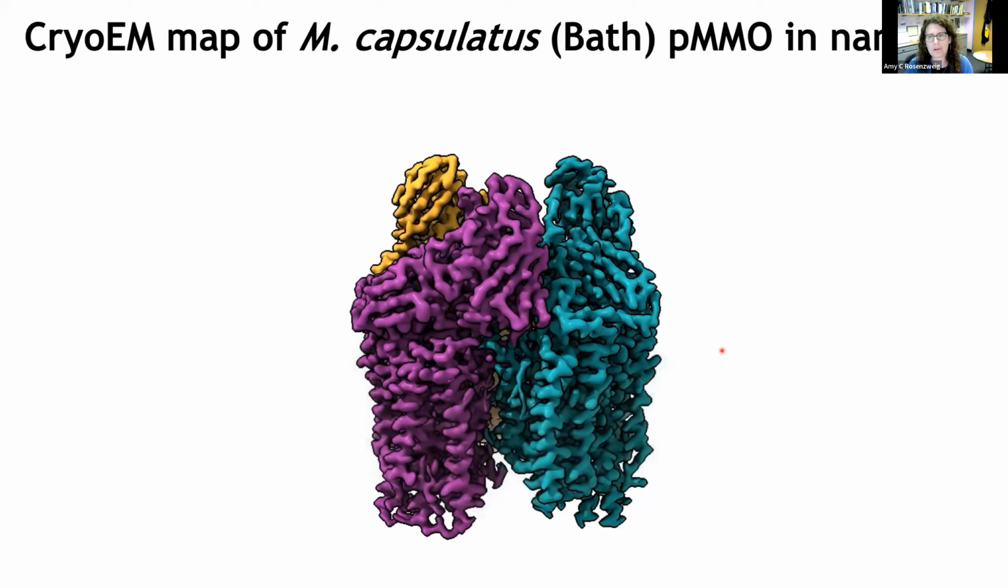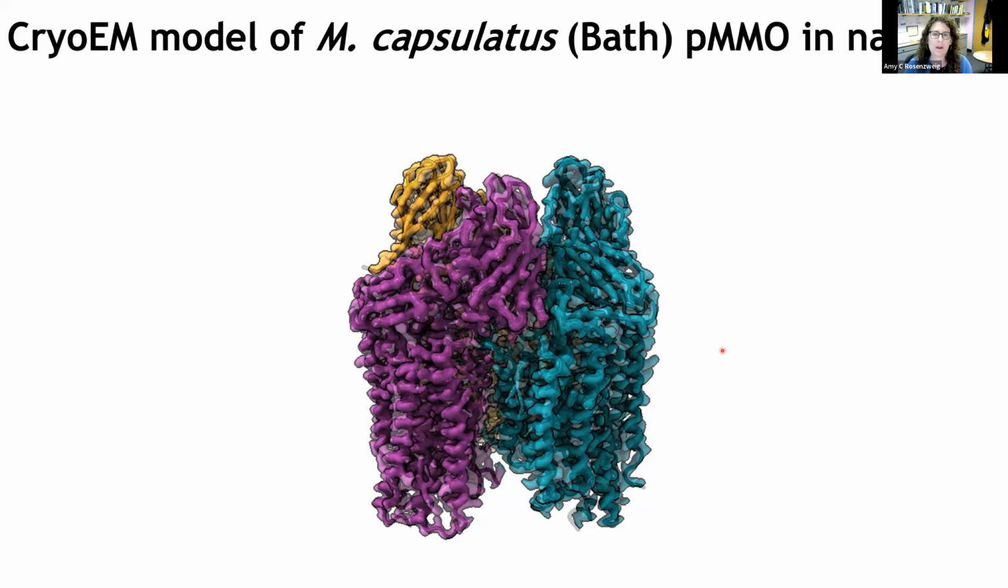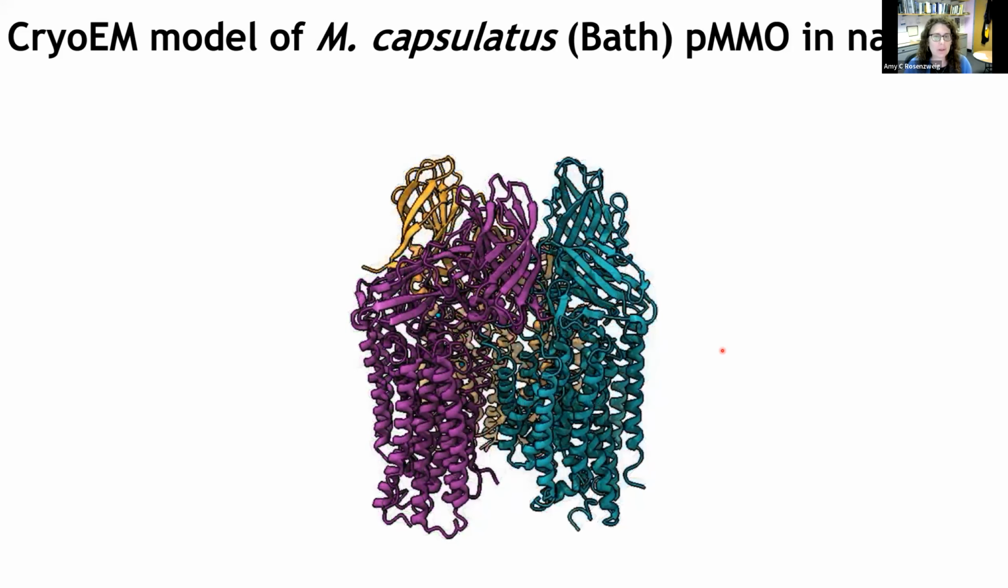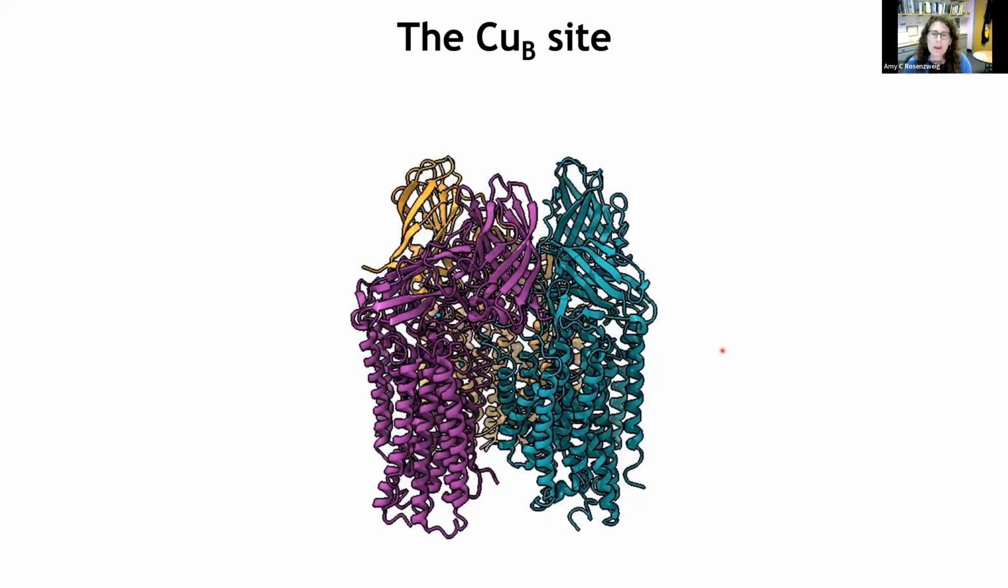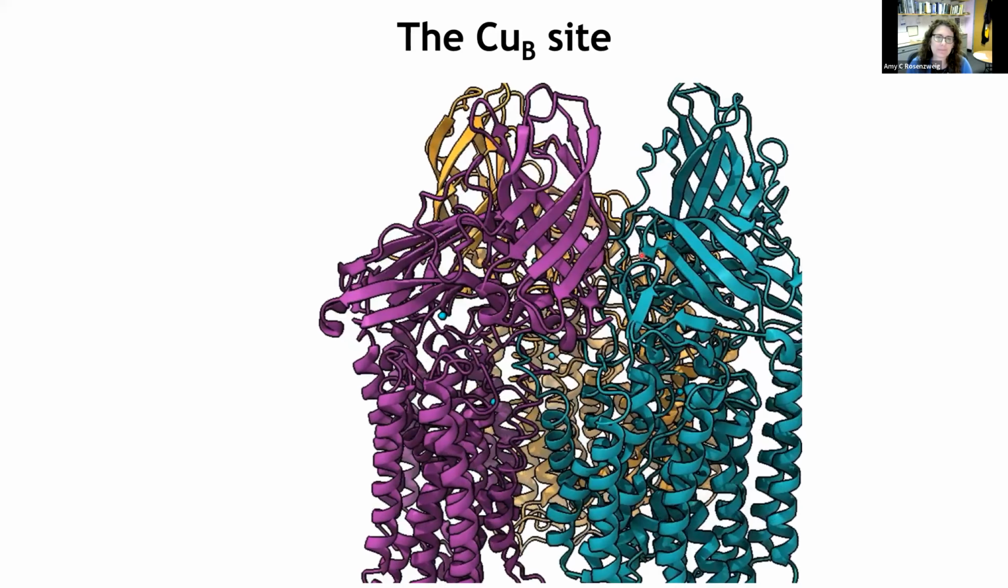The overall structure is the same as what it was by crystallography. It's the same trimer. The overall folds of the subunits are the same. So I can strip away the map and show you the overall structure. It looks just like what I showed you at the beginning. And now I'll show you the metal centers. And we'll start with this periplasmic copper B site, which we don't expect to be particularly different since it's in the periplasm and soluble. So I'll zoom in.